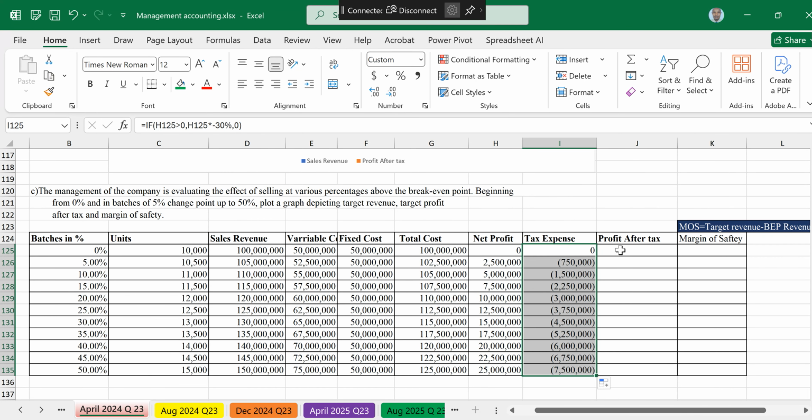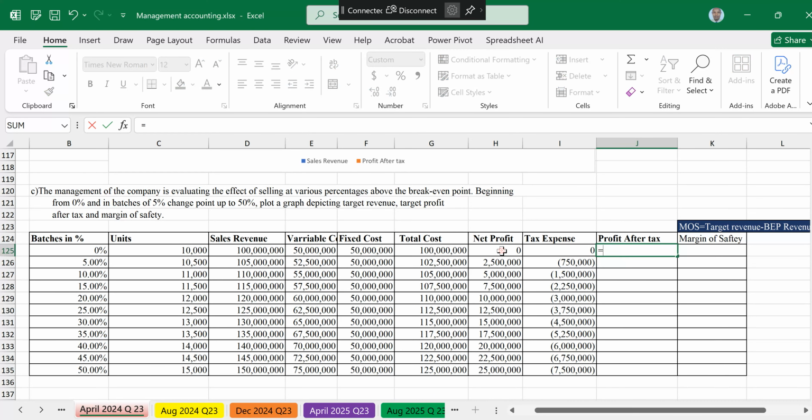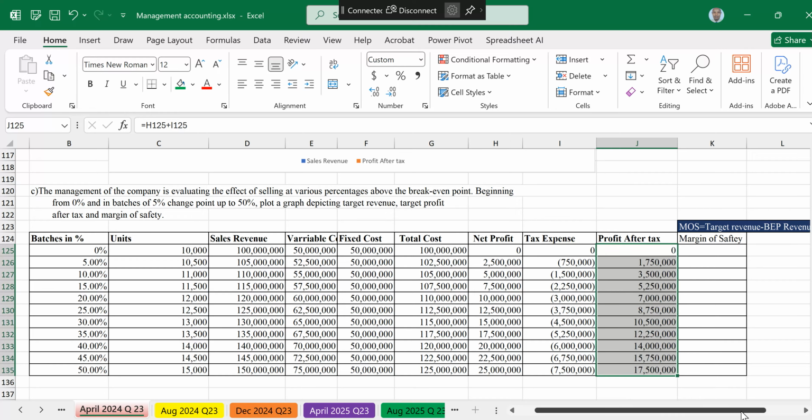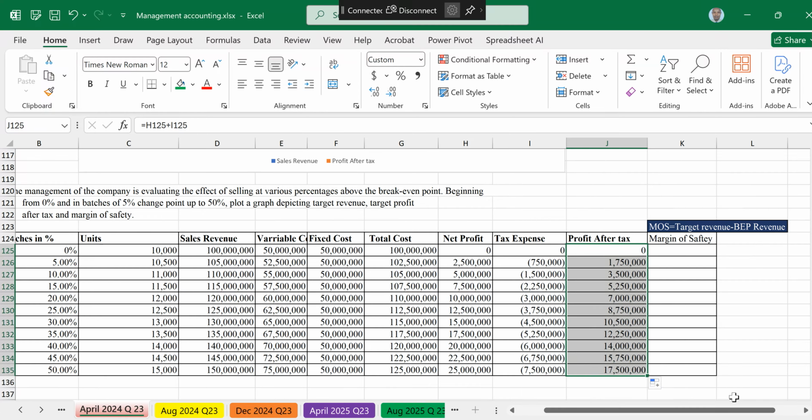You can get profit after tax. That is the net profit plus the tax expense. Add. Then drag. Then the last thing is margin of safety. So I'll calculate the margin of safety. Now, margin of safety is target revenue minus BEP revenue.